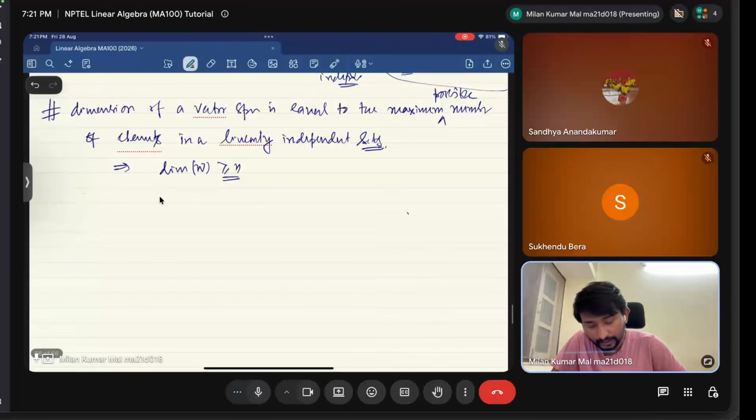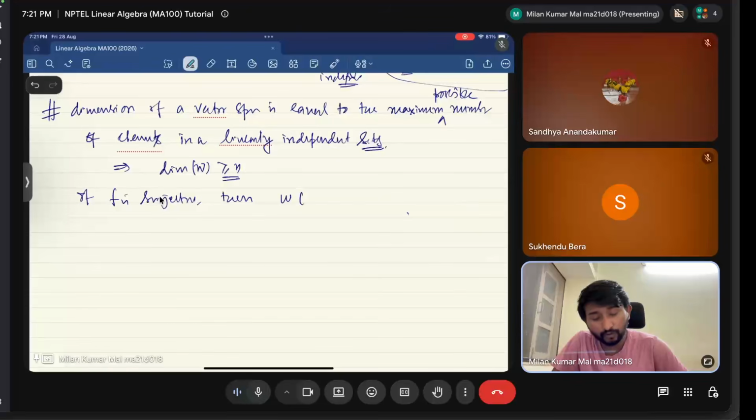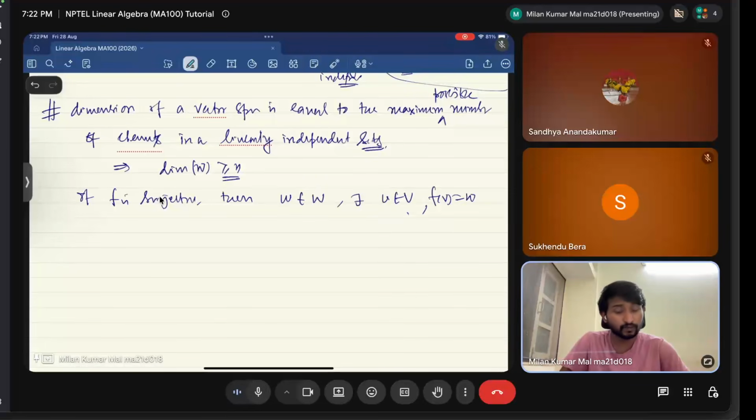If f is surjective, then what can we say? Then we know that for every w belonging to capital W, there exists a vector v in capital V such that f of v is equal to w. Also, with the fact that f is a linear transformation.